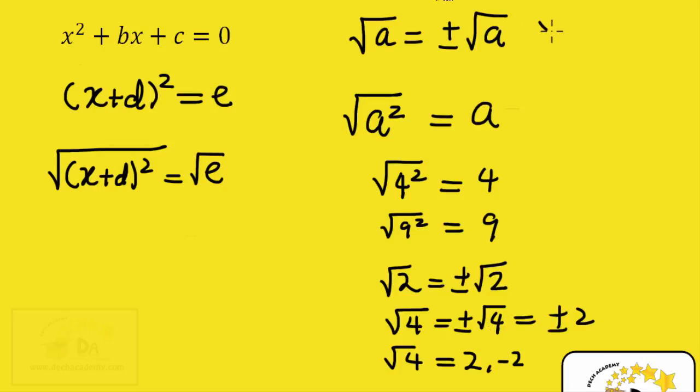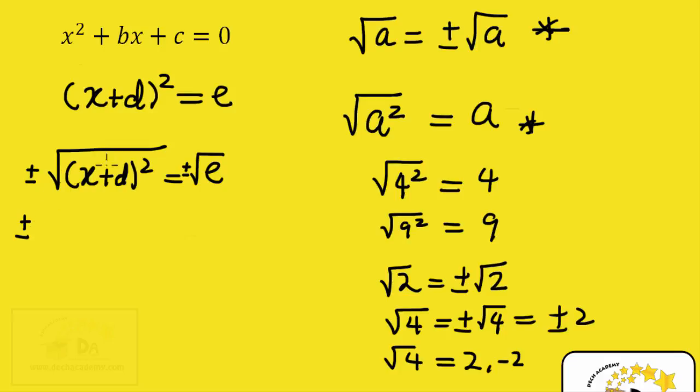So you need to note these two things. That the square root of a term is equal to plus or minus the square root of the term. And the square root of a term squared is equal to the term. These are the two things you need to note. So applying that here means that this is actually plus or minus. And this is actually a plus or minus here.